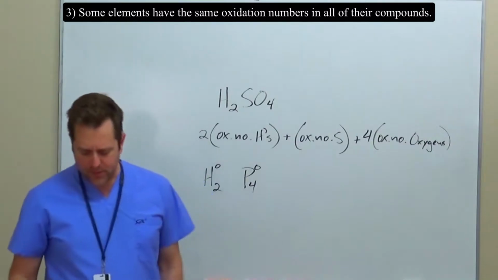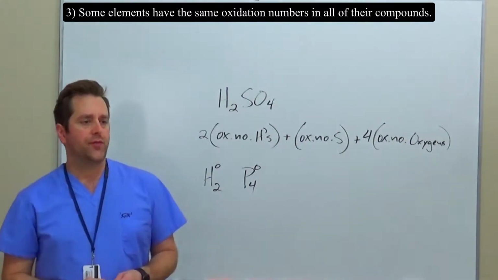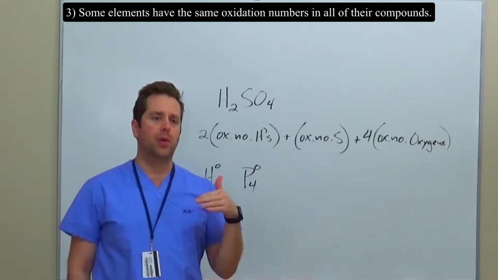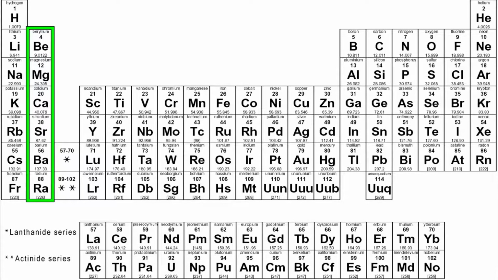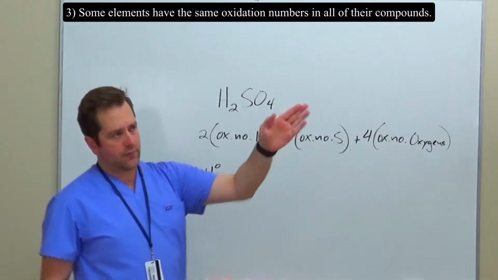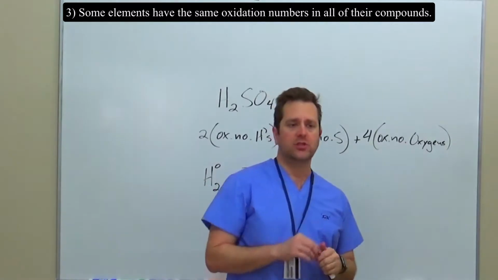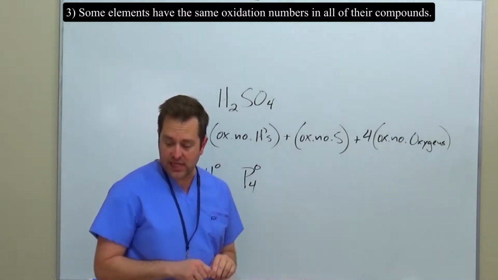All right, number 3. Some elements have the same oxidation numbers in all of their compounds. So if you look at the periodic table, all of your group 1 elements, your lithium, sodium, potassium, rubidium, cesium, and francium, are all going to have an oxidation number of +1. The same thing goes for your alkaline earth metals, your group 2 elements. All of those are going to have a +2 charge. Now, if we shift our focus over to the halogens, only fluorine has one principal oxidation number, and that would be -1. The others are found in various oxidation states.